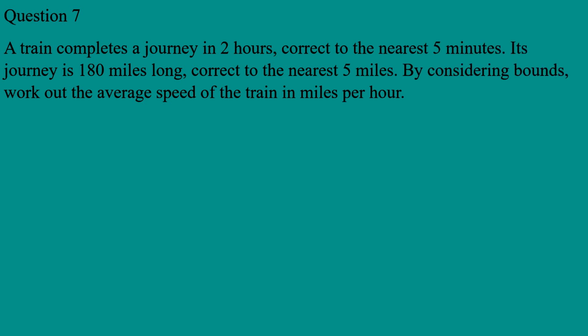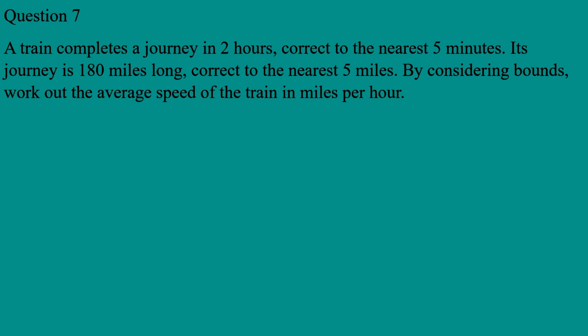Moving on to question 7, the most complex question we have faced so far. You are asked to calculate the average speed of a train by considering bounds. Pause the video whilst you read the question and calculate an error interval for the journey time in hours and for the distance in miles. Attempt the rest of the solution if you are able. Resume the video when you are ready to see the full solution.